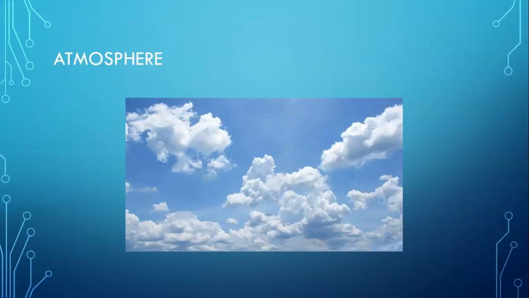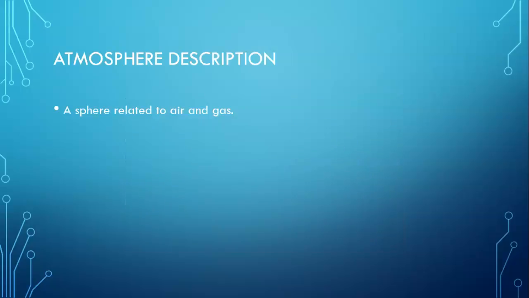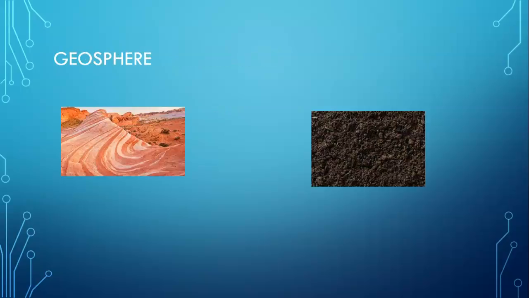Atmosphere. Clouds are a gas too, so they're part of the atmosphere. There could also be carbon dioxide, hydrogen gas, and oxygen, which are also part of the atmosphere. The atmosphere is a sphere related to air and gas.